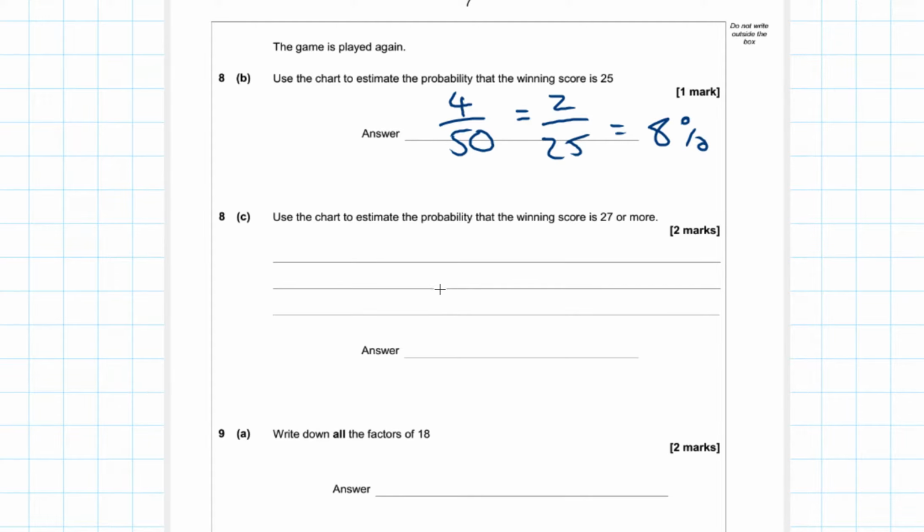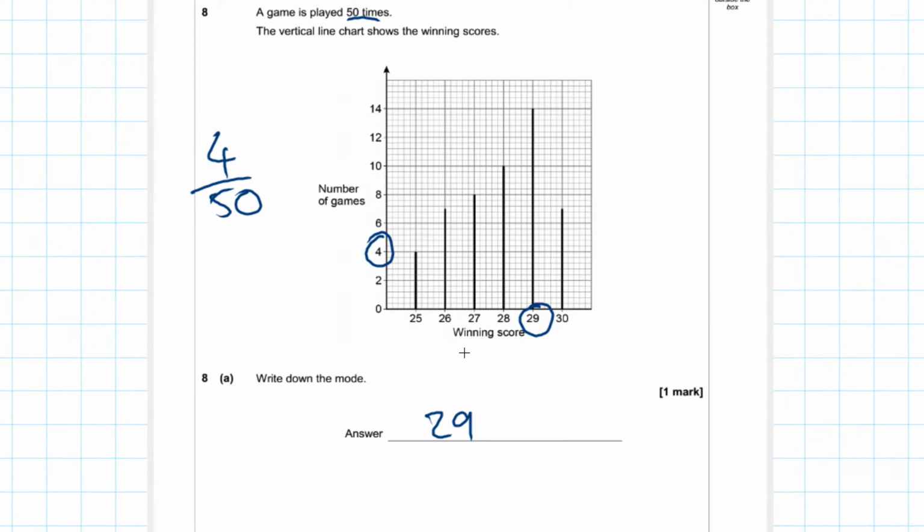Use the chart to estimate the probability that the winning score is 27 or more. So if we go back to the chart, we want 27 or more, so we're going to find all the possible times that 27 and above has occurred. In this one, it occurred 8 times. In this one, 10 times. This one, 14. And this one, we're going to be careful and read across. That's in between 6 and 8, which must mean that it is 7.